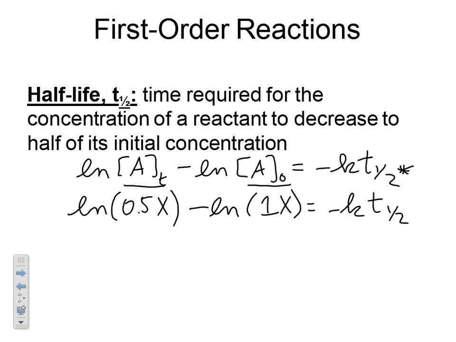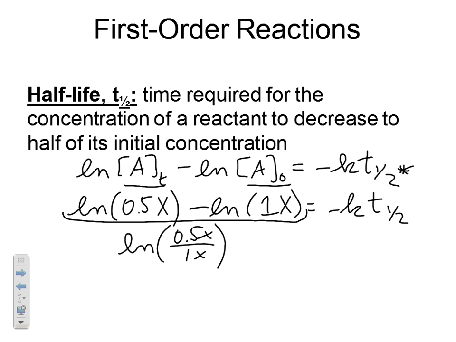Now, using natural log rules, I can actually combine this portion right here, and I can make this be the natural log of 0.5x over 1x. So this is just math. This is not chemistry at this point. This is just saying, okay, if I'm subtracting two natural logs, I can actually combine them by dividing them. Is equal to negative kt 1/2.